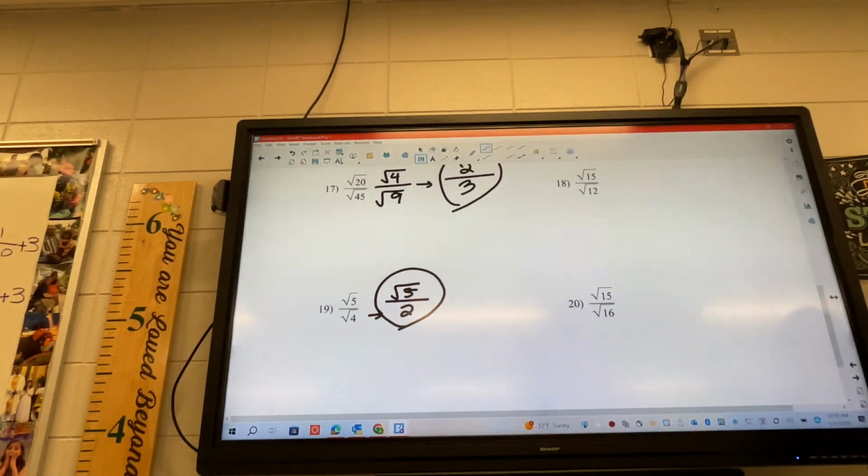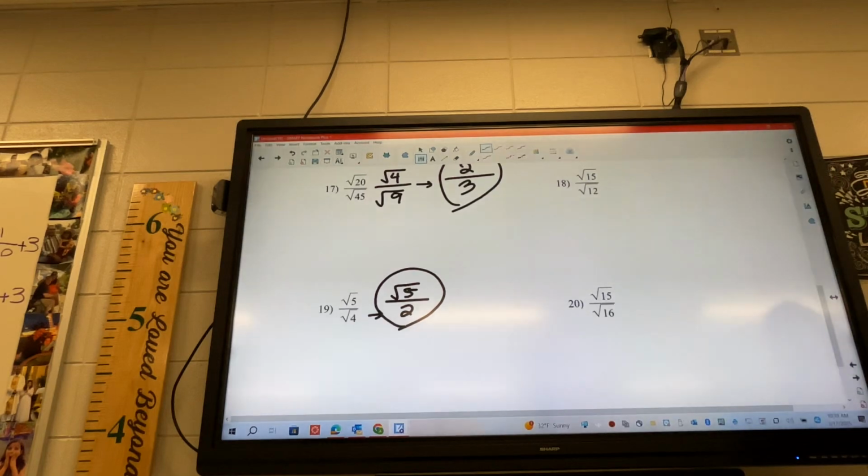What's the square root of 1? 1. What's the square root of 4? 2. Square root of 9 is 3. And the other way you can look at it, this is how square roots work. What's 1 times 1? 1. That's how you got a square root of 1. 2 times 2 is 4. 3 times 3 is 9.